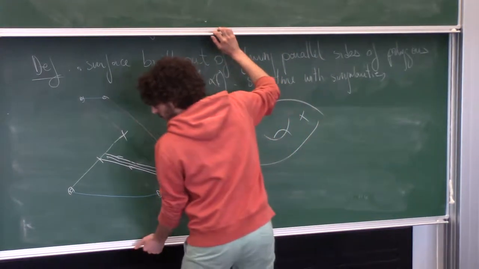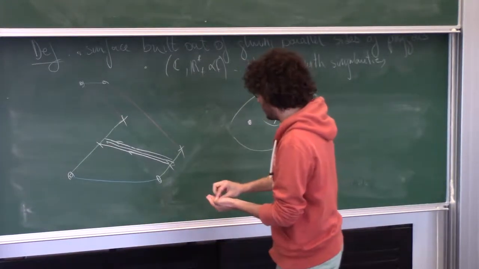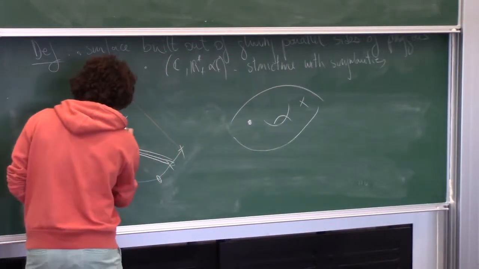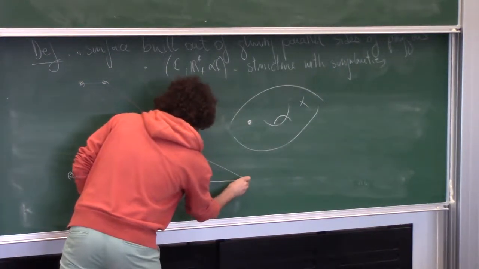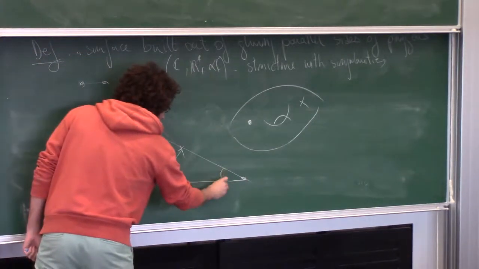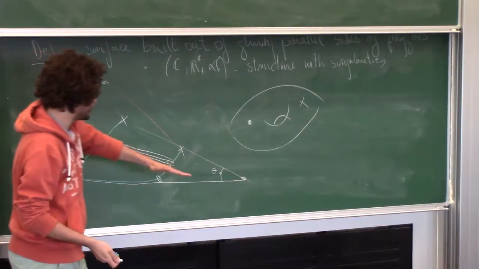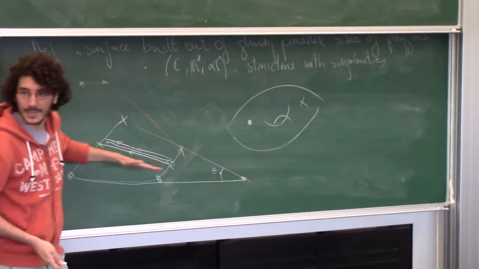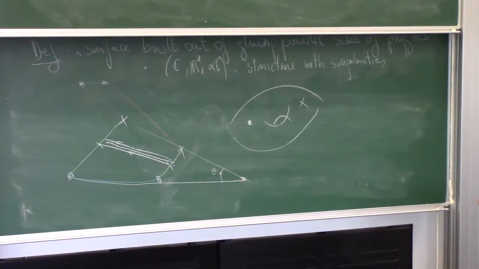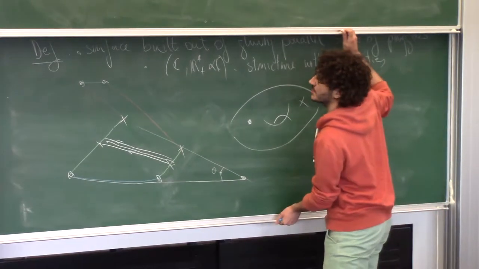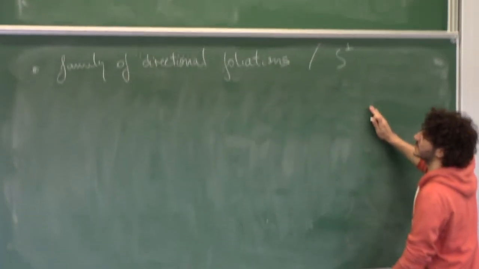And that makes me want to introduce, one last thing. I have a set of directions here, and for every single direction in this angular sector, I see a simple closed curve. Okay? And that's why I want to introduce the geometric object associated to such a configuration.